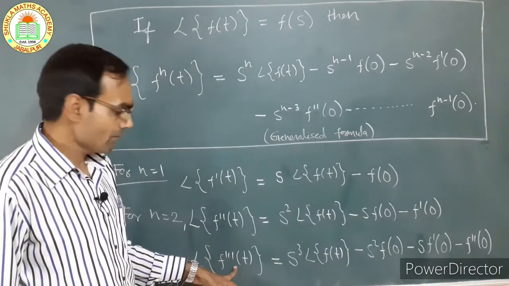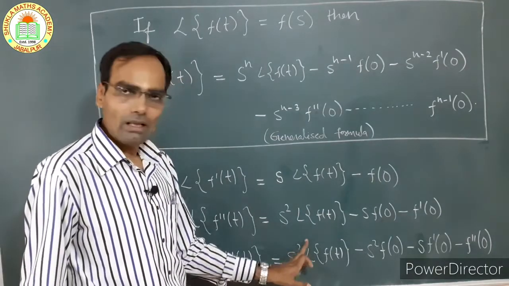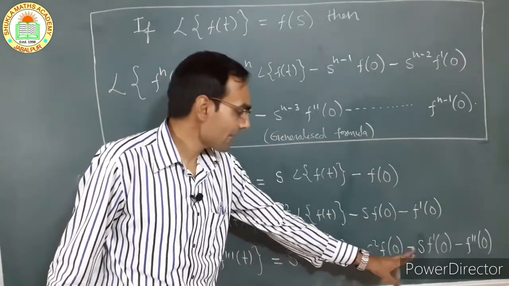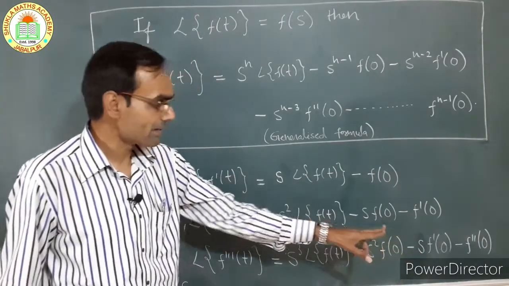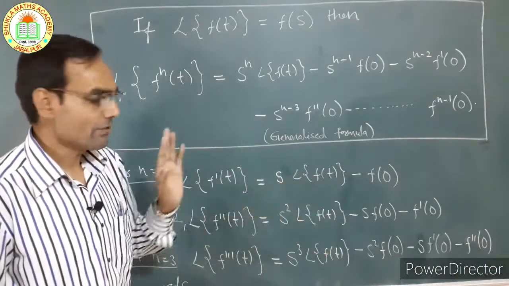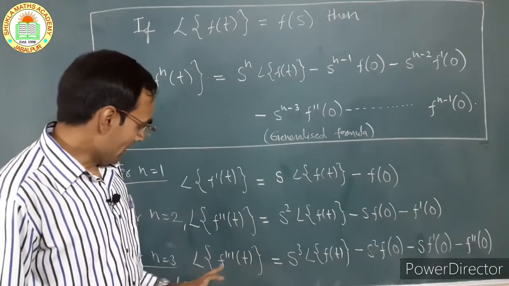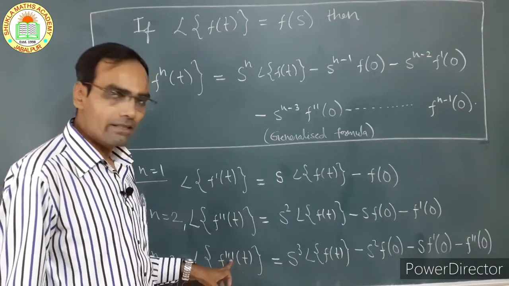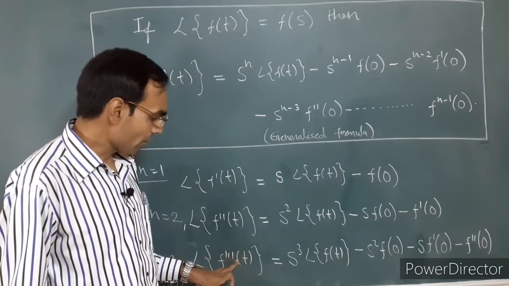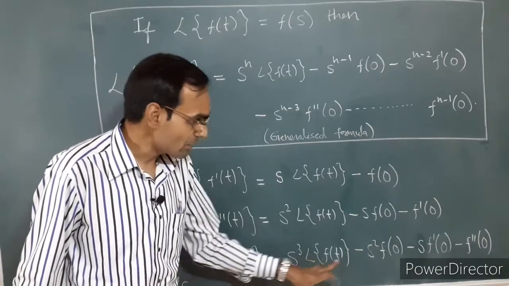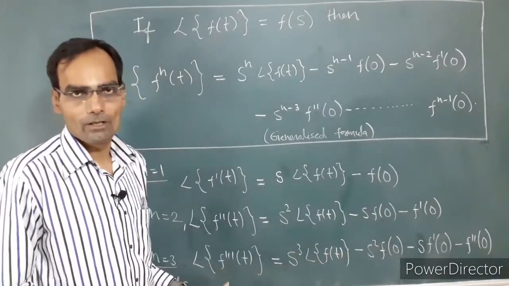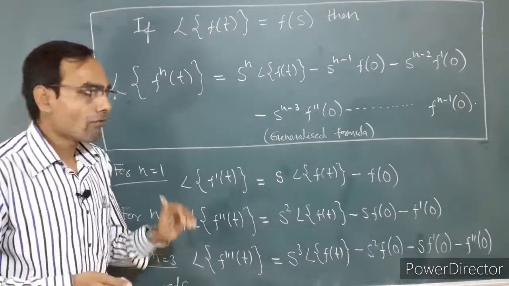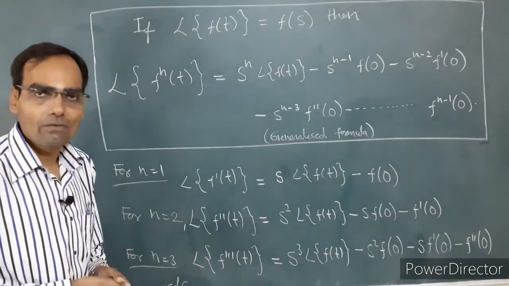Similarly, when n equal to 3, means we have to find the Laplace transform of the third derivative of the function f(t), then it becomes s^3 Laplace of f(t) minus s^2 into f(0) minus s into f'(0) and minus f''(0). So here the value of n is 3, so the number of terms of this expansion is 4, that is n plus 1, 3 plus 1 is 4. So that is the concept and formula of Laplace of derivative.